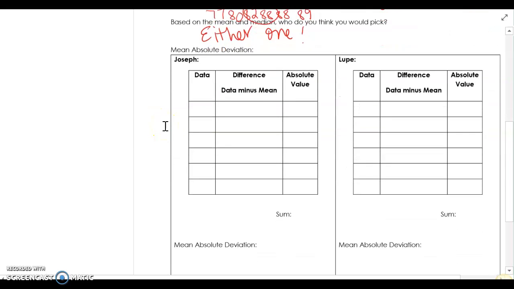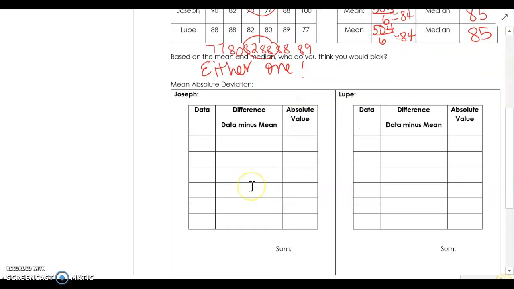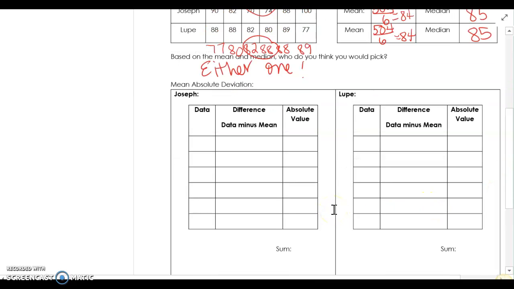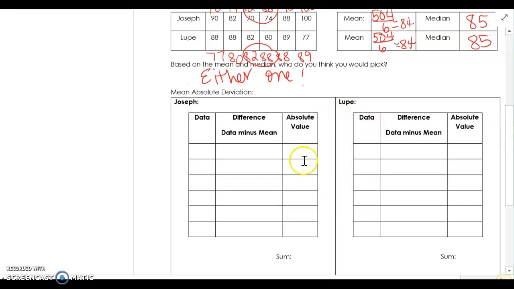But we're now going to look at their mean absolute deviations to see if that will help us make a better decision. I'm going to go through Joseph's MAD with you, and then you will do Lupe on your own. So this is similar to what you did before with the dot plot in the last example, but this time we're going to just organize it in a chart, which I find to be a little bit easier, but it just depends on your preference. So in the chart, you're going to put the piece of data that you have, and it doesn't matter if you want to put them in order from least to greatest, you can, or you can just put them straight from the original chart. I'm going straight from the original chart, less chance for me to have copied over a mistake.